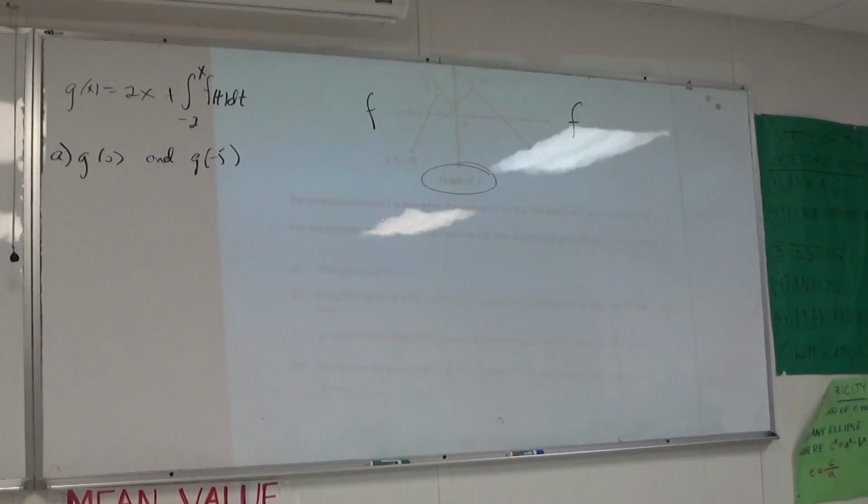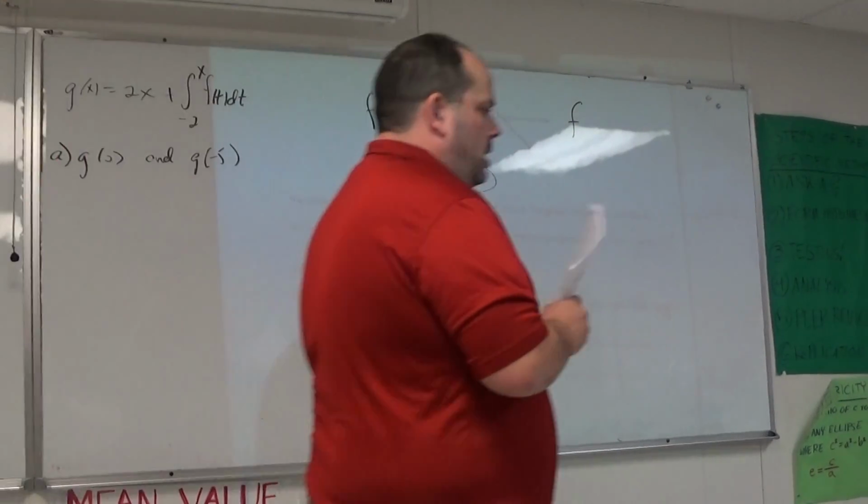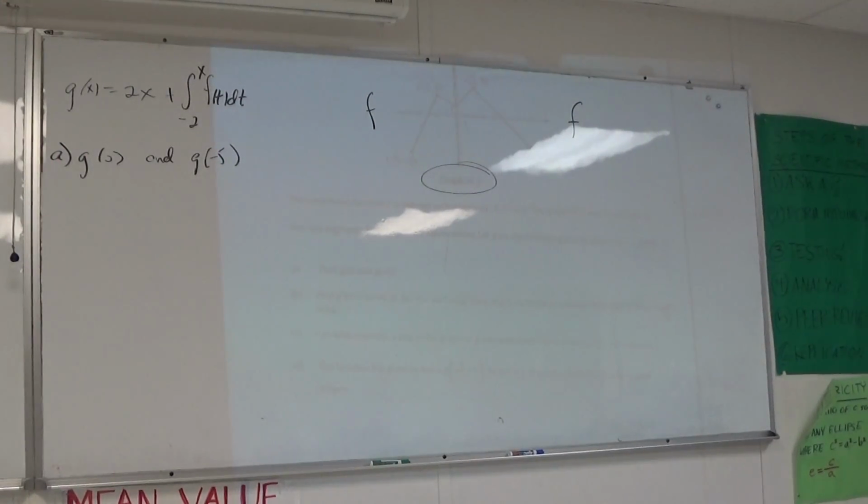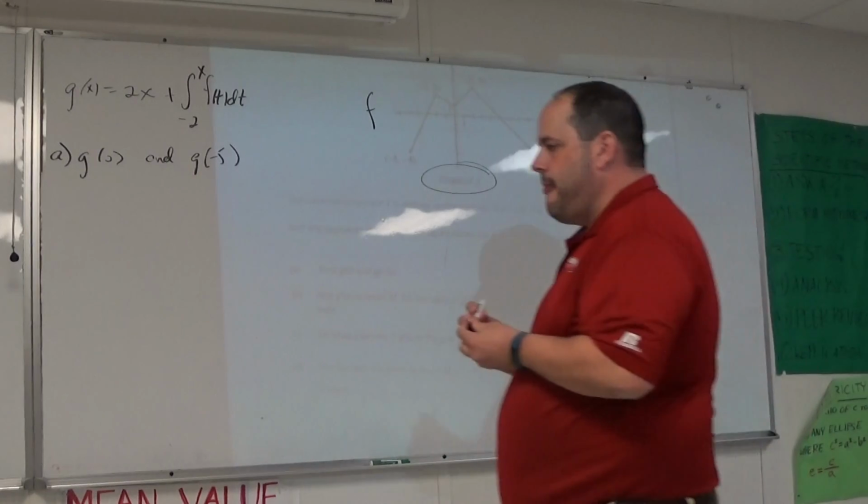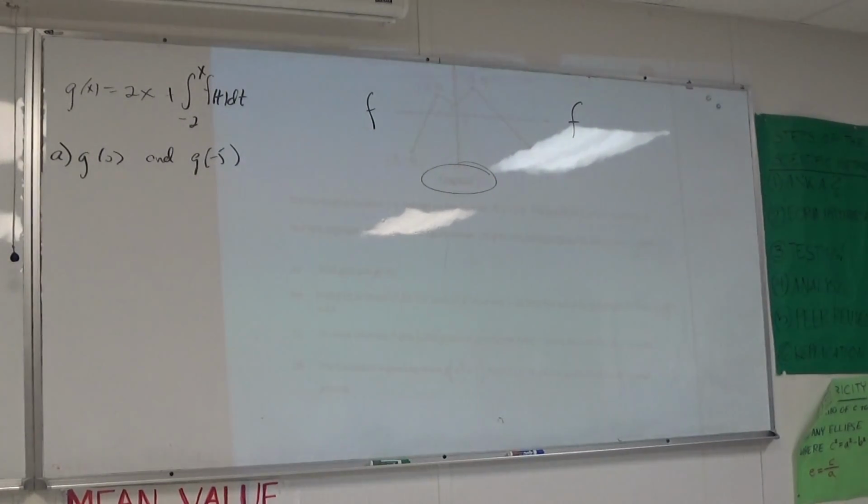Take a minute with the folks around you. What's your plan? How are you going to evaluate g of 0 and g of -5? This is calculator inactive, yes. Can you do g of 0 equals 2 times 0 plus that integral? And then you find the slope of f at 0. Oh, find the area revolving around the axis.